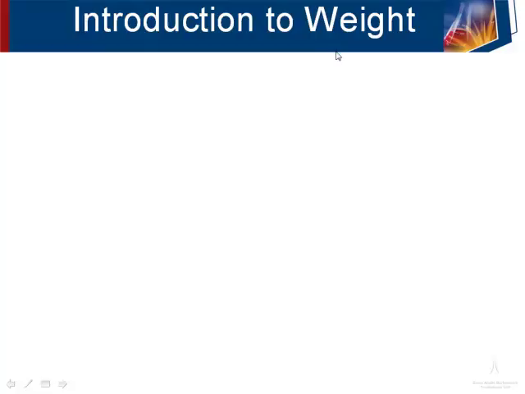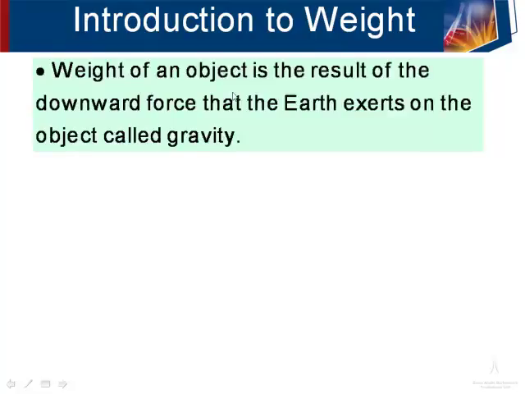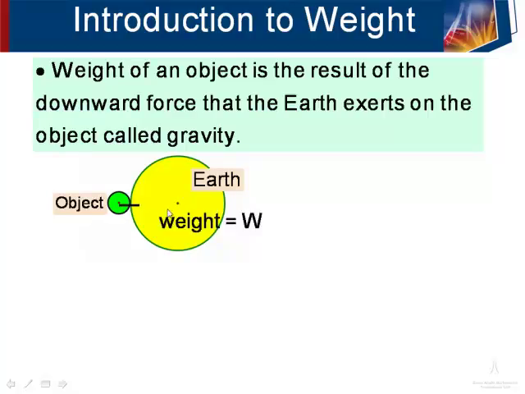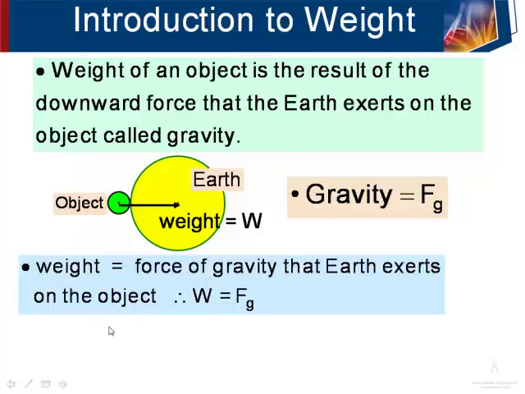An introduction to weight. The weight of an object is the result of the downward force that the earth exerts on the object, called gravity. Here we have the earth and an object on the earth's surface. It's pulled towards the center of the earth with the force of gravity. We represent weight by a capital W and gravity by F and a small g. The weight equals the force of gravity that Earth exerts on the object.